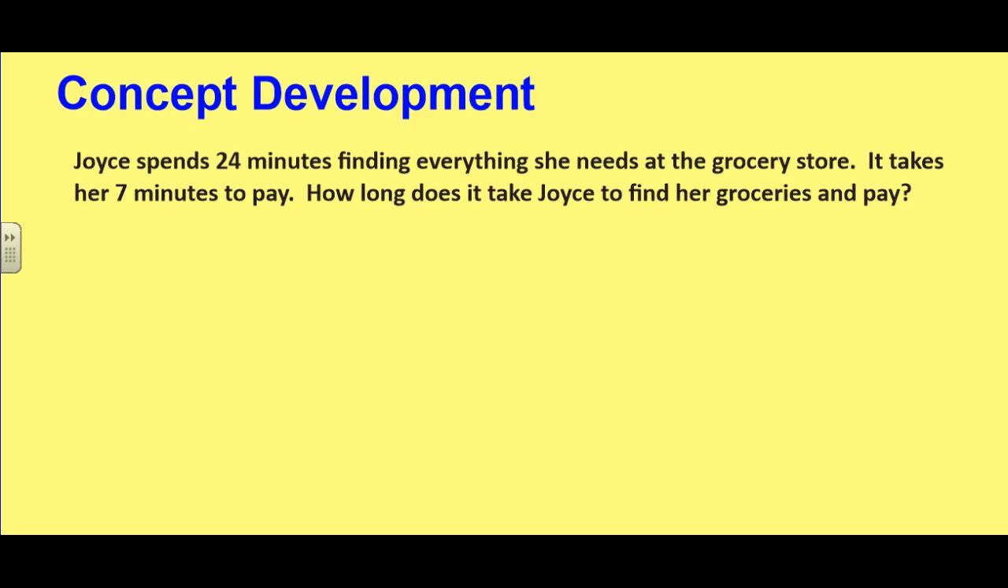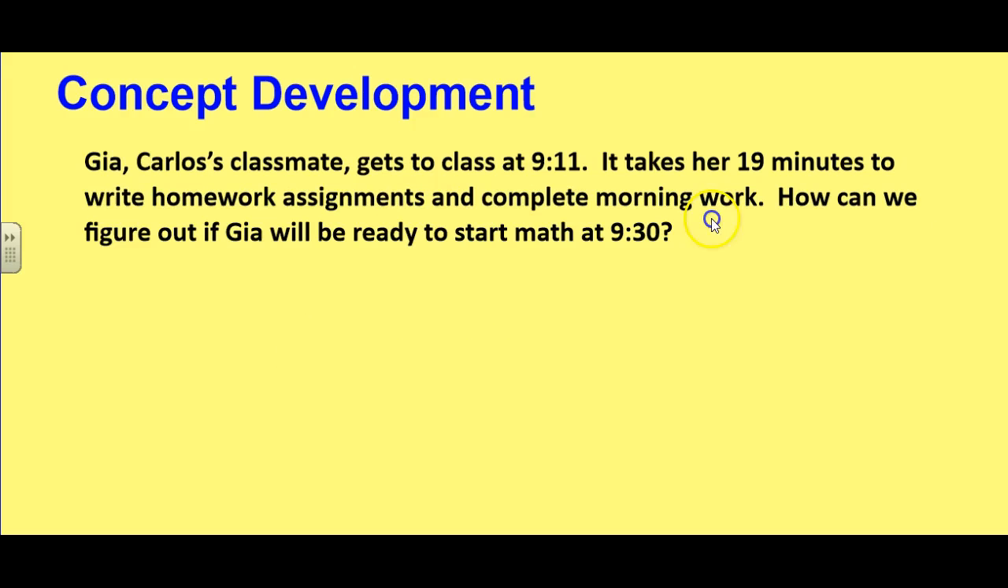So on your piece of paper, solve that and then answer in a sentence to tell how long it actually took her to do that. And whenever you have that answer in your sentence, you can push play to check it. So you just simply had to take 24 and 7 and add that together, and that gave you 31. So that told us that it took Joyce 31 minutes to find her groceries and pay for her groceries.